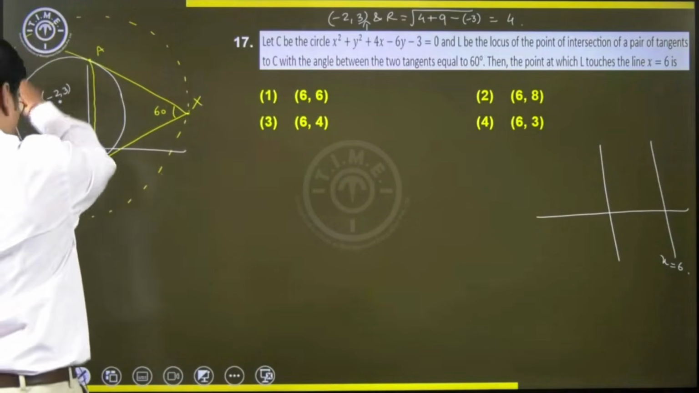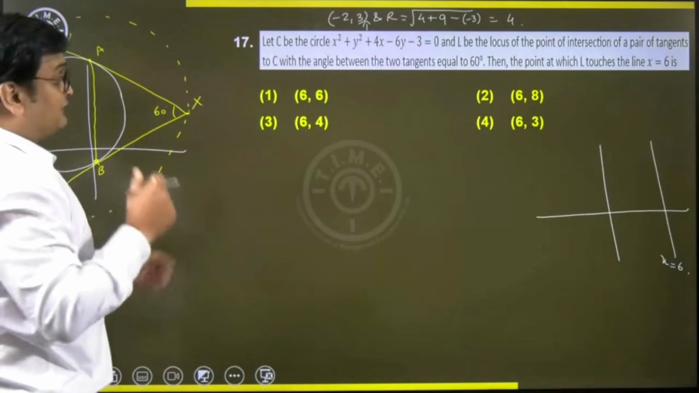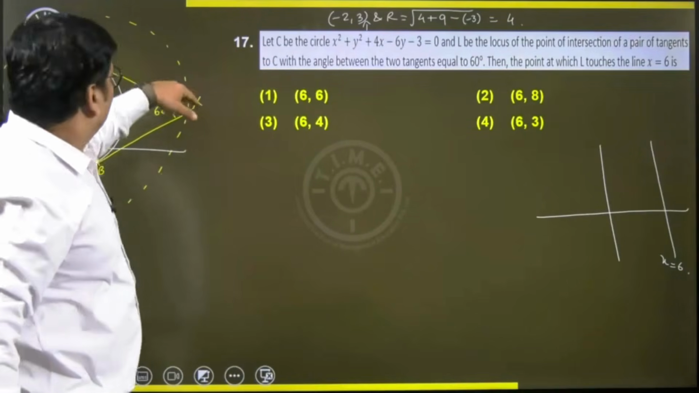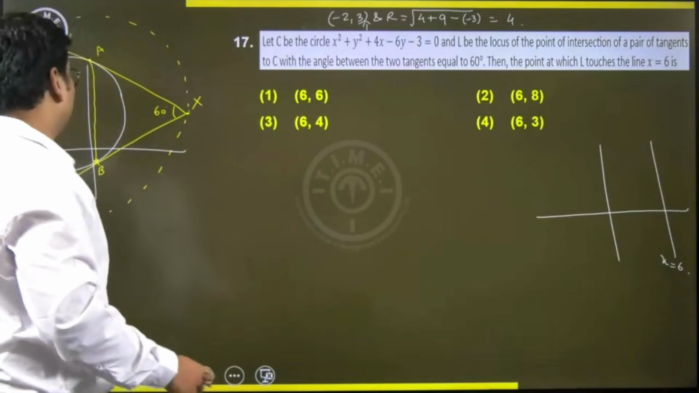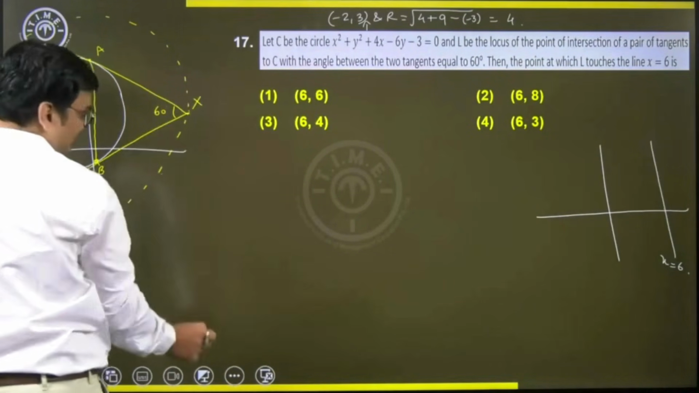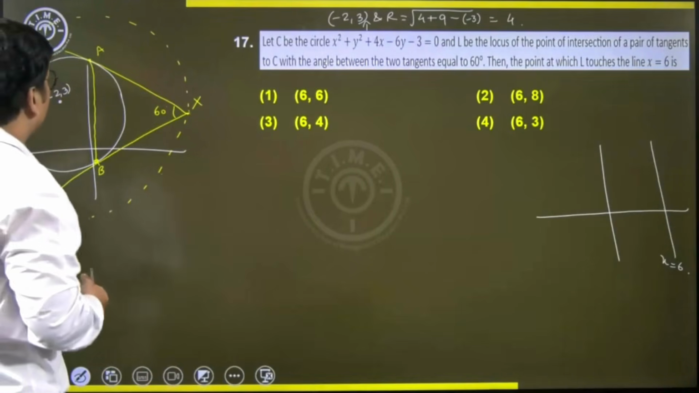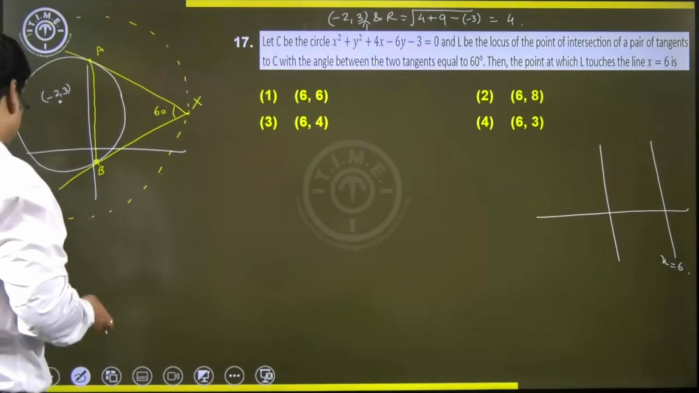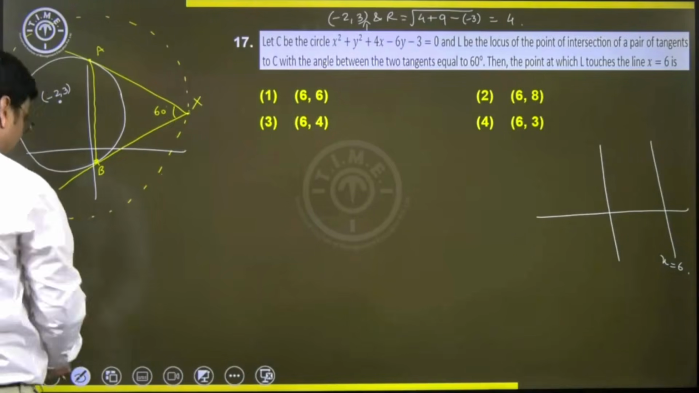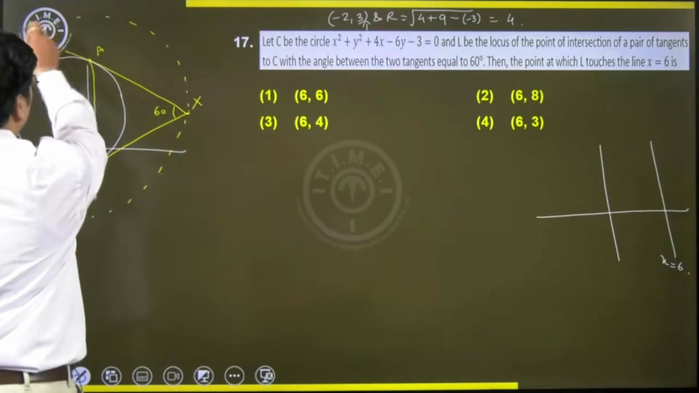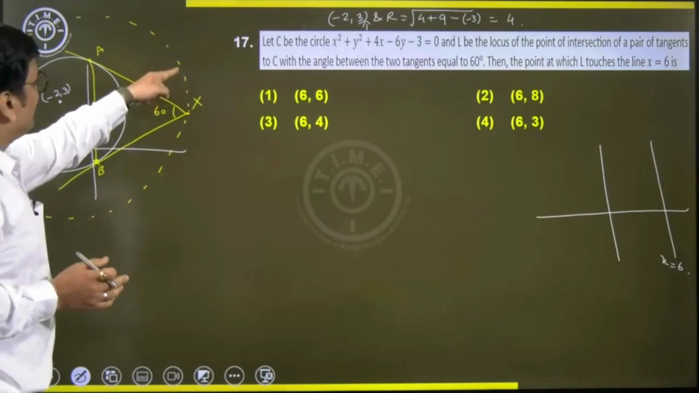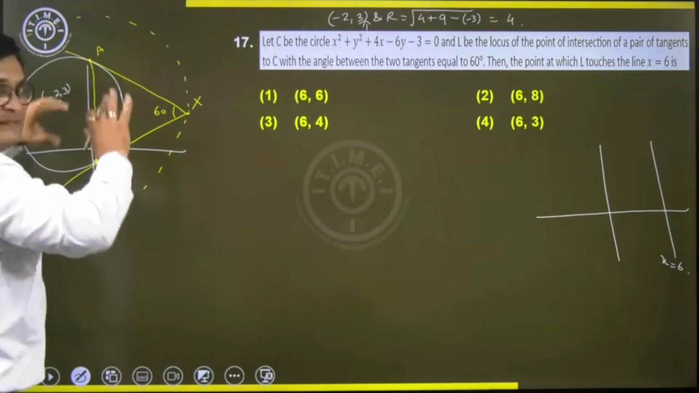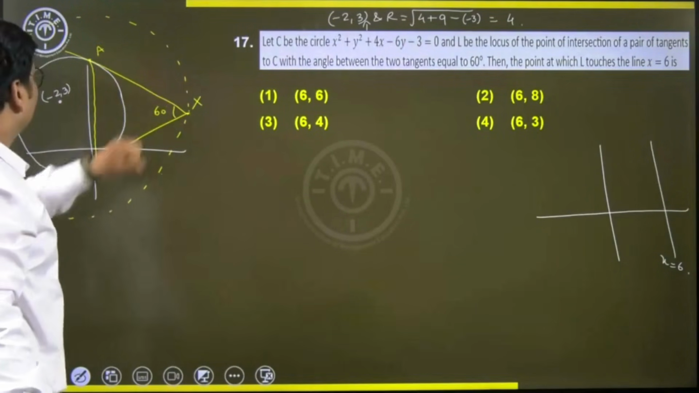So basically he is asking us at which point this locus touches the line x equal to 6. The line x equal to 6, as I said, would be somewhere here. So at which point would it be touching is the question. Let's try to identify that. Once I notice that this would be something like a circle, I have not proved it, I can just visualize it, because from any point here I can draw a pair of tangents which will make 60 degree, and this triangle will be an equilateral triangle, alright.